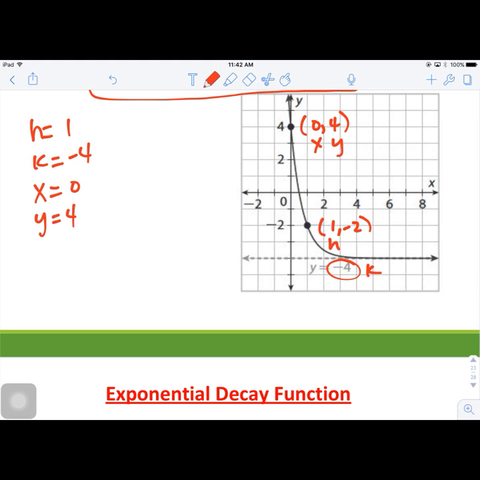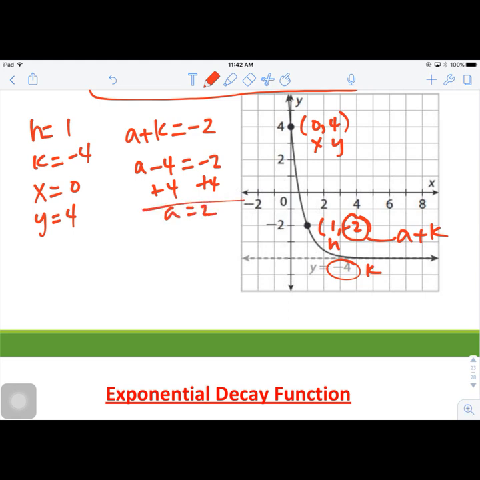And then let's go ahead and again map this first point to a plus k. So we have a plus k equals negative 2. And since we already know k equals negative 4, we're going to substitute negative 4 in for k. And we have a equals 2.